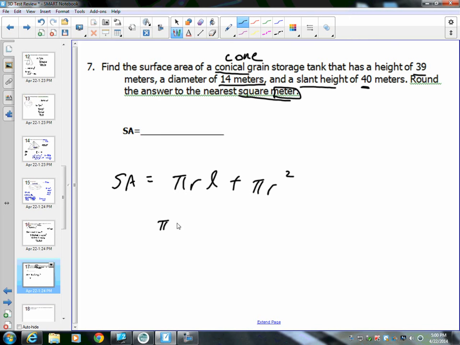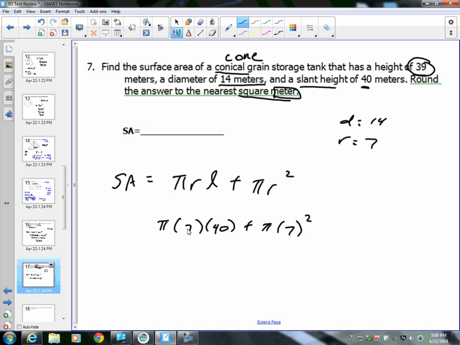So let's start plugging some numbers in. Pi, radius is, well, the diameter it says is 14, so the radius we divide by 2, so we get 7. Slant height is 40, plus pi, radius again is 7 squared. Now there's a number that we didn't actually put into this formula, and that says the height of 39. Well, on surface area of a cone, we don't actually need the height. We don't care about the height. It's not part of our equation. So this is actually extra information here to throw you off.